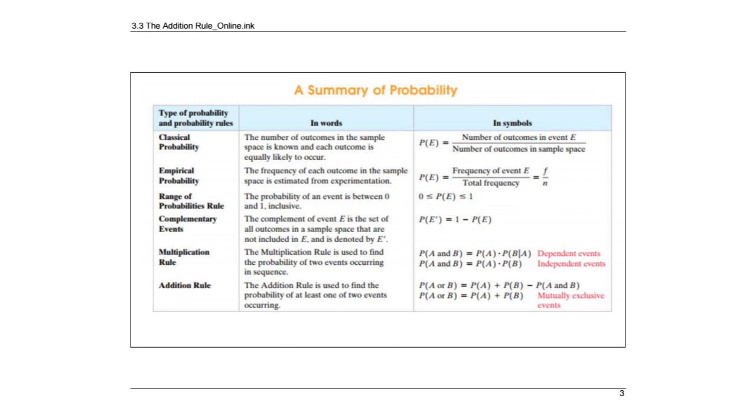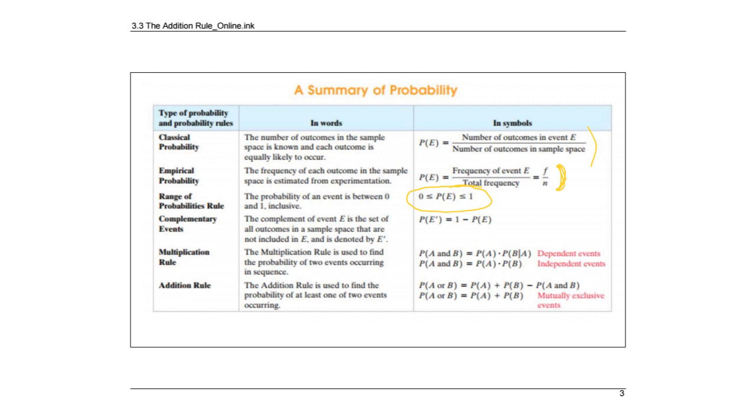So this is just a reminder of what we've done so far. We looked at classical probability, where we took the number of outcomes in event E over the total number of outcomes in the sample space. We had empirical probability. That's when we had surveys or observations, and we took the frequency of event E over the total frequency. This range is very important. Probabilities have to be between 0 and 1, inclusive. So they can be 0, they can be 1, or anything in between, but they can't be less than 0, they can't be greater than 1.